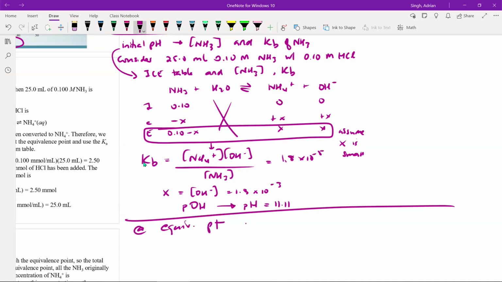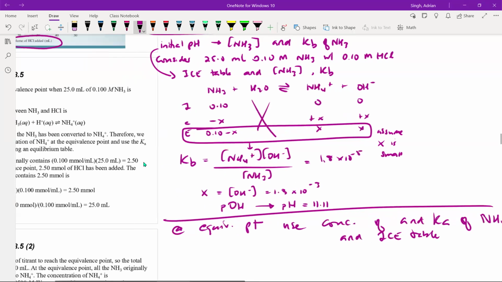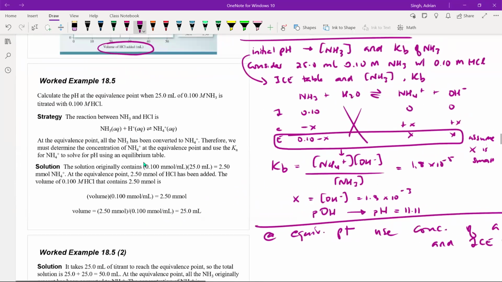We can use the concentration and the Ka of the conjugate acid of NH3, which is the ammonium ion, NH4 plus, and also our ice table. Okay, so let's take a look at how we would do that. Let's see, we've got this example here.